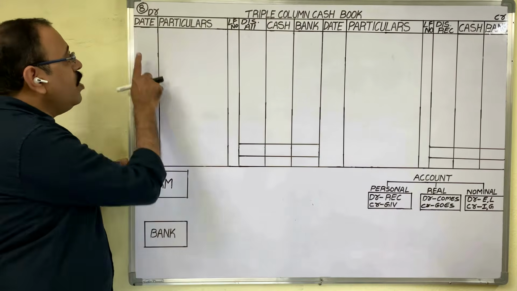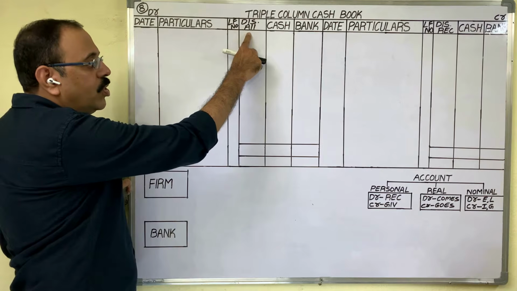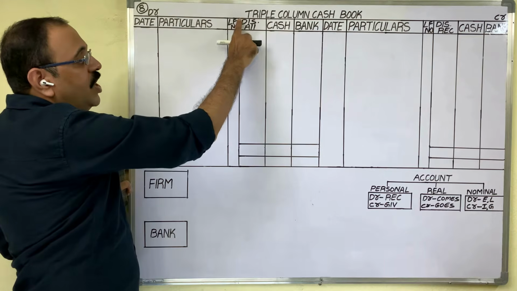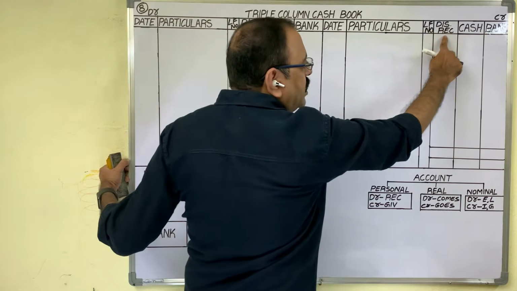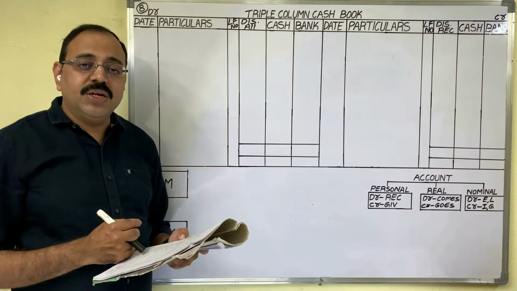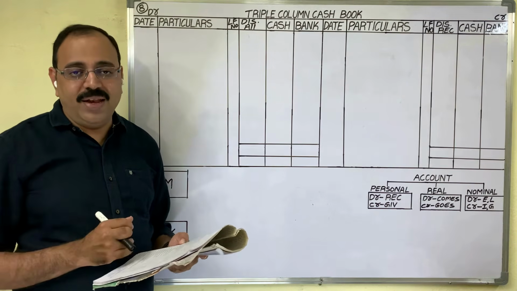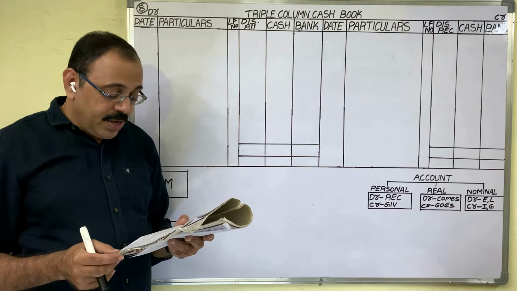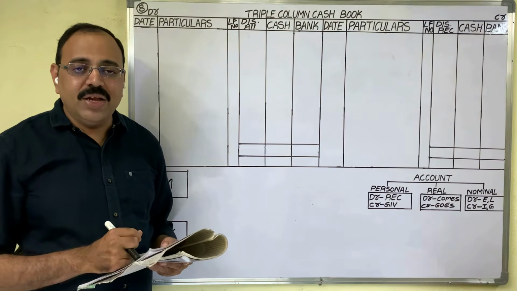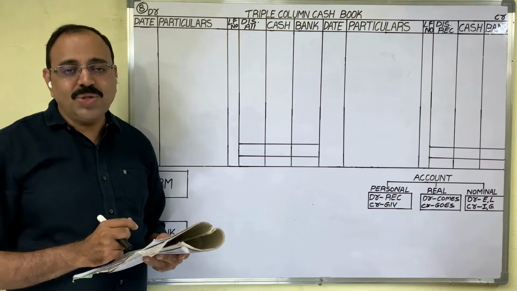On each side we have a date column, particulars column, ledger folio number column, discount allowed column, cash column, and bank column. The only difference is that on the debit side we have a discount allowed column, and on the credit side we have a discount received column. The remaining columns are the same. If you observe the question, the transactions are of December 2018. On 1st December, cash in hand 10,000 and cash at bank 8,000. These two amounts are known as opening balances. Let us see how to deal with these opening balances.